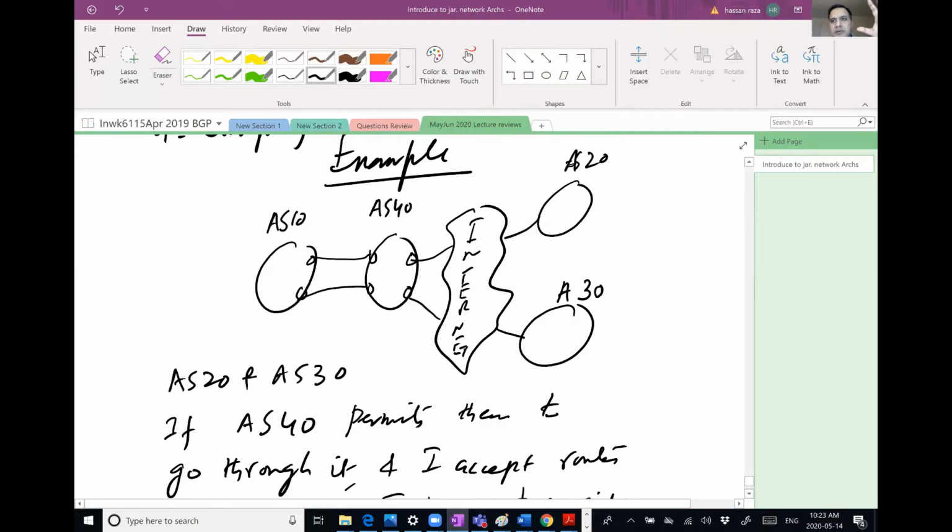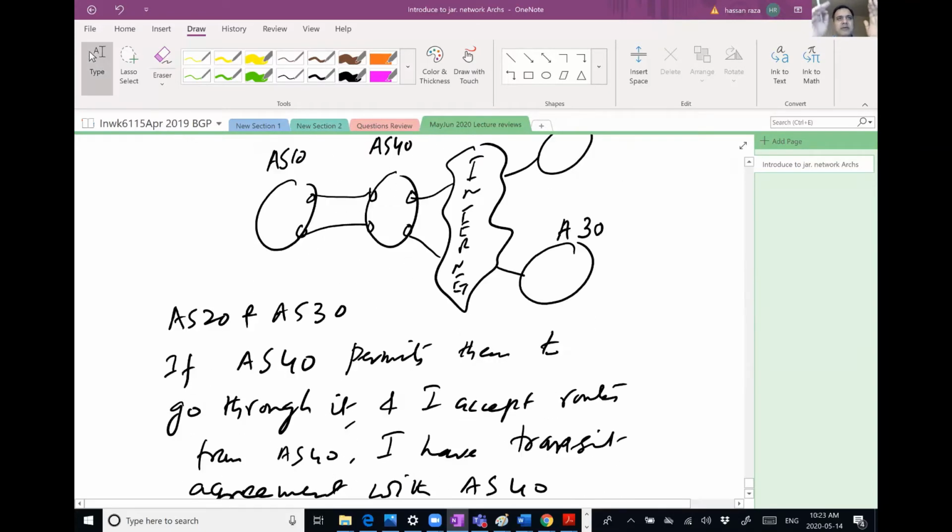So one component out of this internet cloud is AS40. Now AS40, I will receive routes from AS20 and 30 only if the routing policy of AS40 permits. So what does that mean? It must let those through, and the routes spoken by AS20 and 30 must be as per the routing policy of AS40. And it does not only depend on AS40: I can reach AS40, AS40 can reach me, so we have exchanged knowledge. We have peership, we are neighbors, and we have transit agreements. Unless all those things are met, I cannot learn the routes from AS20 and AS30 through AS40.